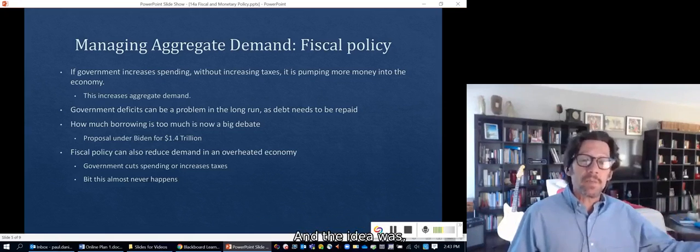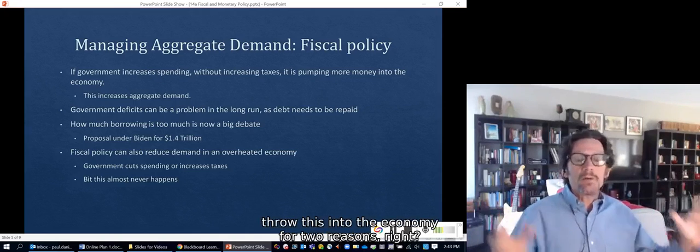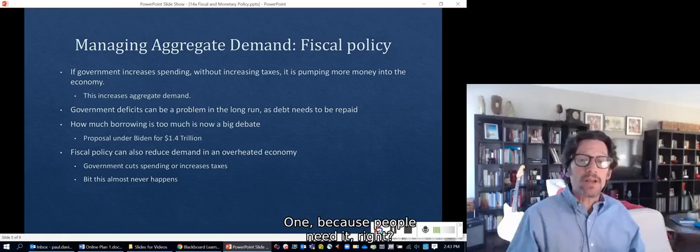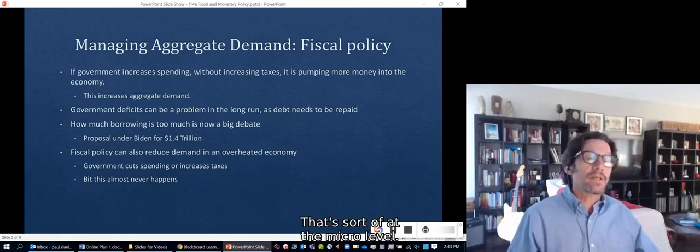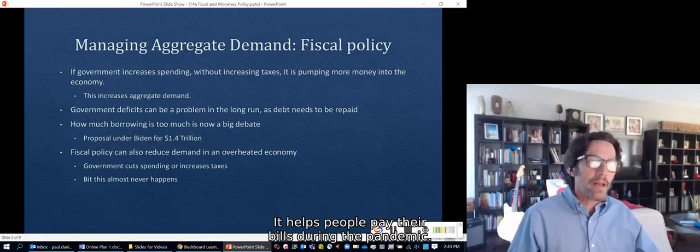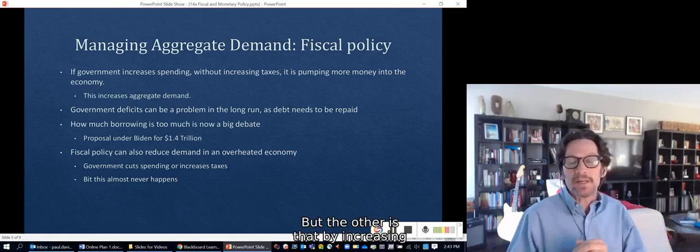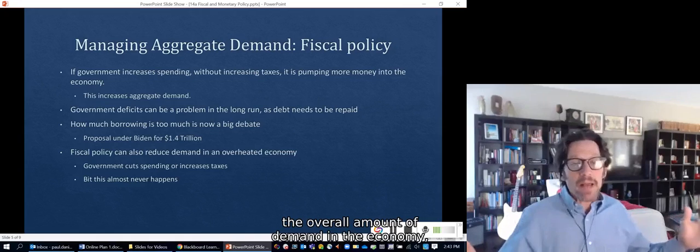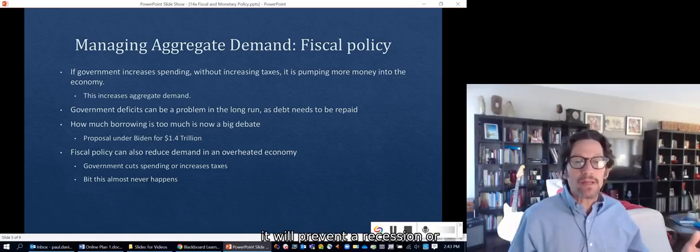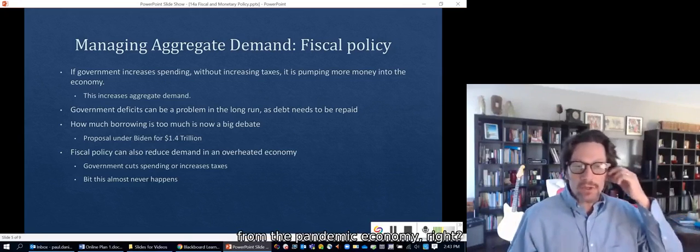And the idea was throw this into the economy for two reasons, right? One is because people need it, right? At sort of the micro level, it helps people pay their bills during the pandemic. But the other is that by increasing the overall amount of demand in the economy, it will prevent a recession or a worse recession resulting from the pandemic economy, right?